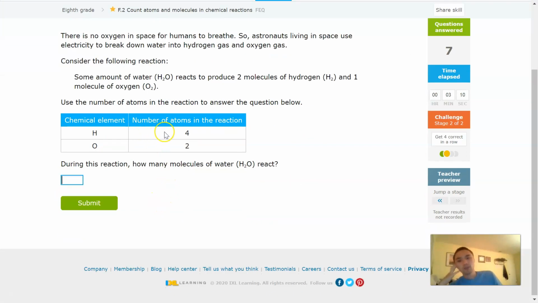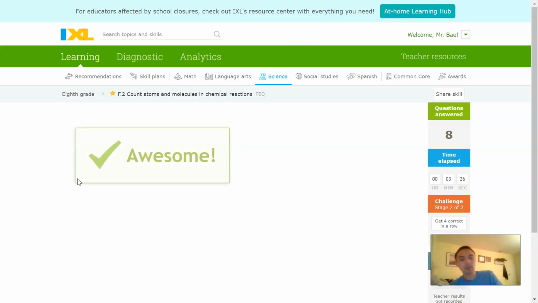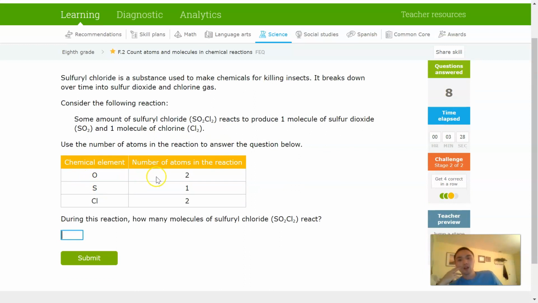Next one. Number of atoms in the reaction for H again is 4. Number of atoms of H needed for 1 molecule of water is 2. 4 divided by 2 is equal to 2, so you have 2 molecules of water that you can make. Next one here, you have 2 atoms of O, or oxygen, in the reaction. Every molecule of sulfuryl chloride requires 2 atoms of O. So 2 atoms in the reaction divided by the number needed, which in this case is 2. 2 divided by 2, you get 1.